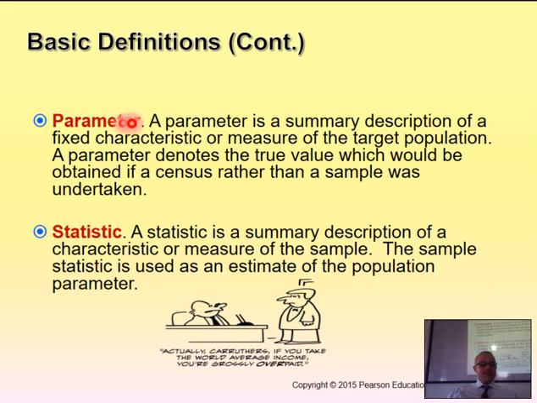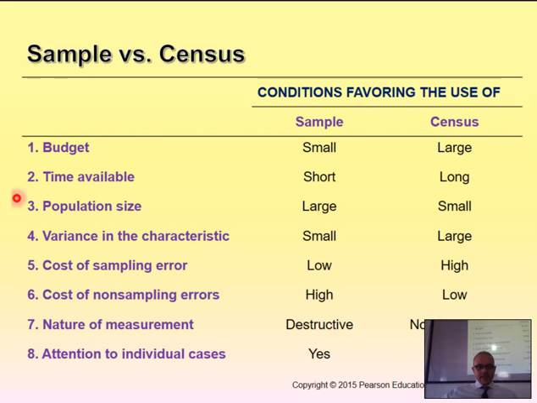Now we looked at what a parameter is. A parameter is a summary description of a fixed characteristic of a target population. So a parameter denotes the true value which would be obtained if a census rather than a sample was undertaken. And a statistic is a summary description of the characteristics or measure of a sample. Sample statistics are used to estimate the population parameter. So this is what we talked about last class. Now we continue here with the differences between a sample and a census, and the conditions favoring the use of each.